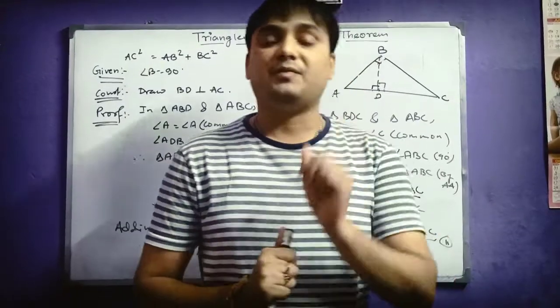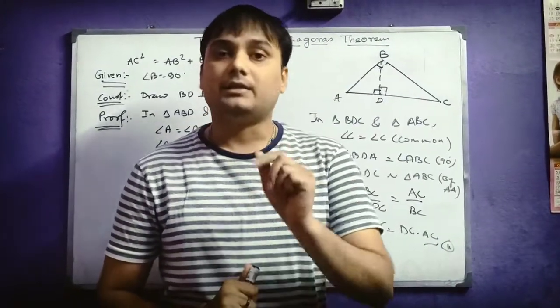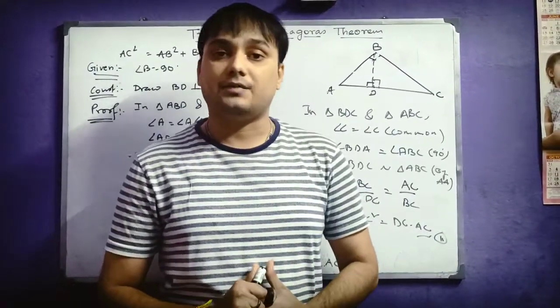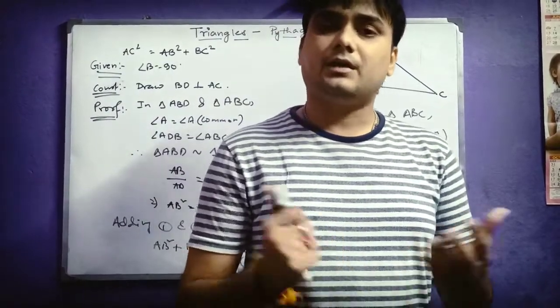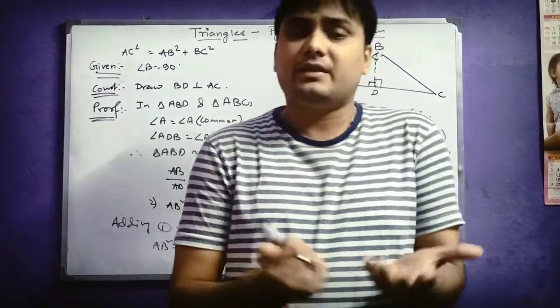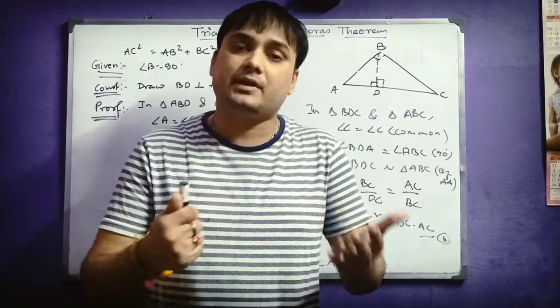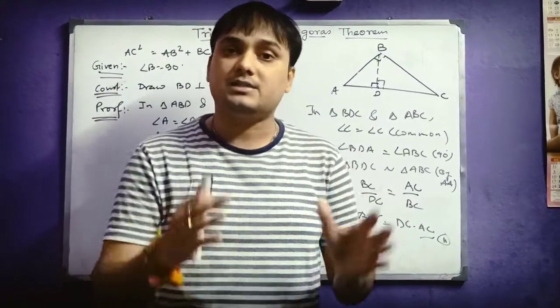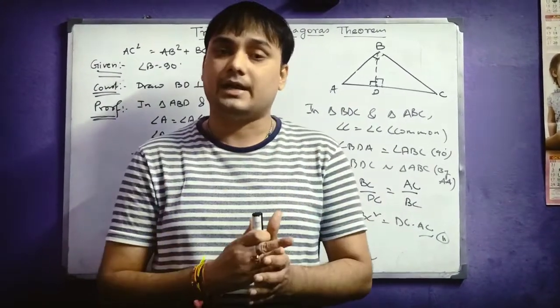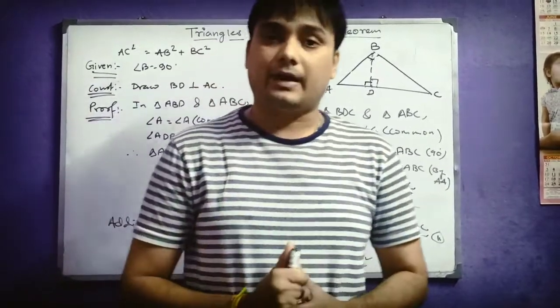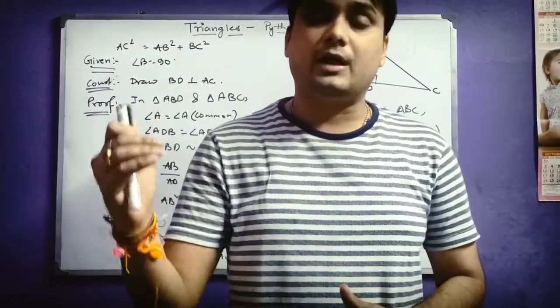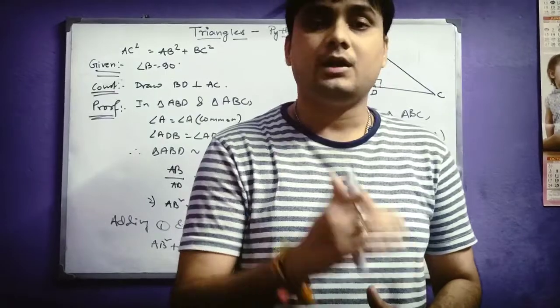Before that I would like to say one more thing. There is also one more theorem, that is the converse of the Pythagoras theorem. The converse is just what the name says. That means in the Pythagoras theorem you know that the angle is 90 degrees. If in a triangle the angle is 90 degrees, that means the triangle is a right angle triangle, then the square of the hypotenuse is equal to the sum of the squares of the other two sides of the triangle.